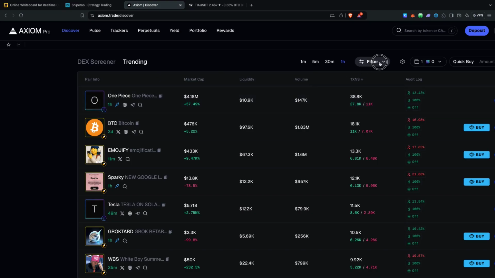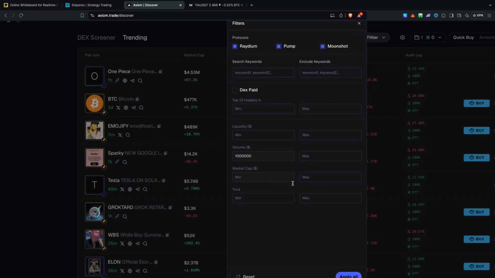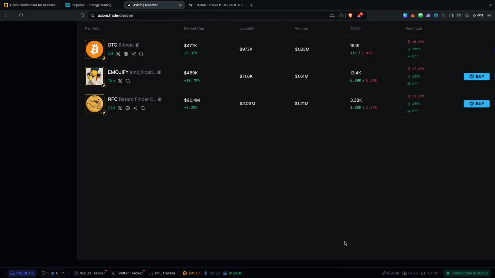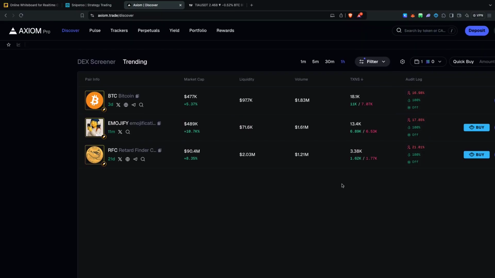And the other filter that you're supposed to use is obviously a minimum volume of around 1 million US dollars, because the higher the volume is the better. So you make your minimum volume 1 million US dollars and then you click apply. So what you're going to see is you're only going to have access to the coins that have got more volume, that are beginning to trend in that particular moment.